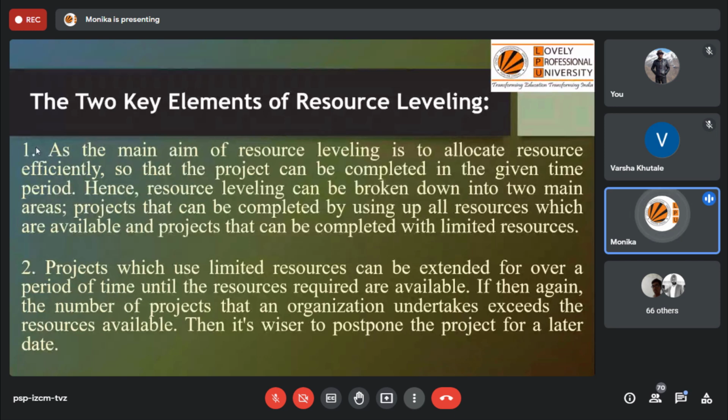Resources can be extended over a period of time until the resources required are available. That is very important because obviously it is a very difficult task to complete the project within limited resources.